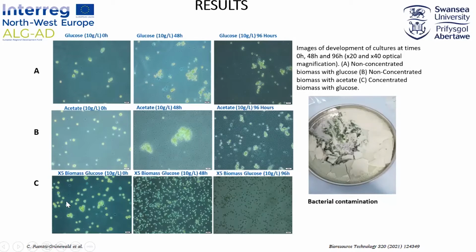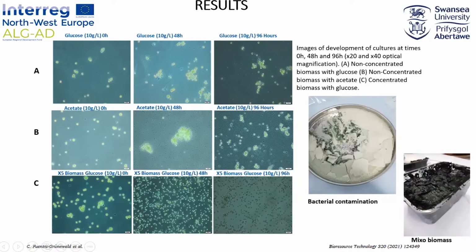But in the case of letter C here, you can see that by using concentrated algae, the algae won the race against the bacteria. So at the very end, we obtain a really nice color and really concentrated algae paste. That shows that the approach of using membrane technology and then running a mixotrophic reactor is a good option.